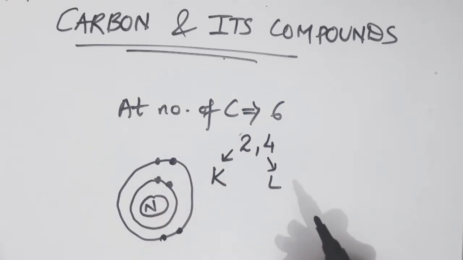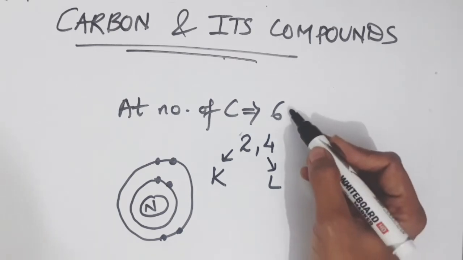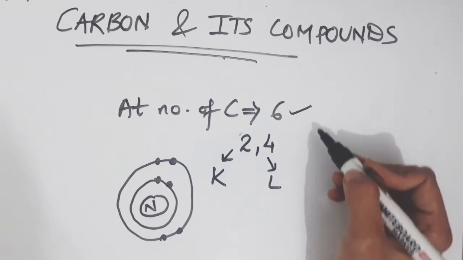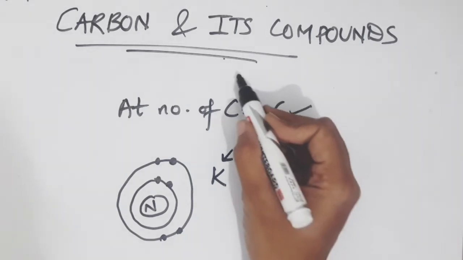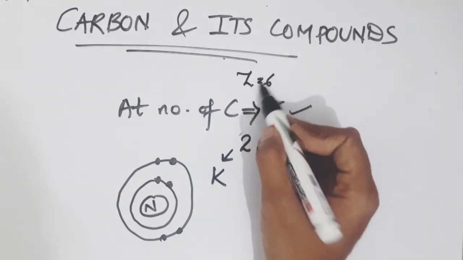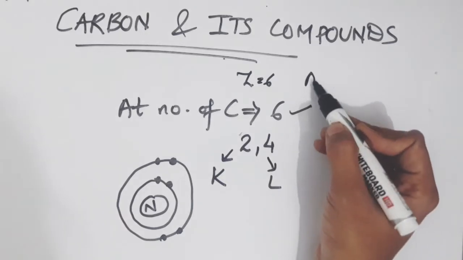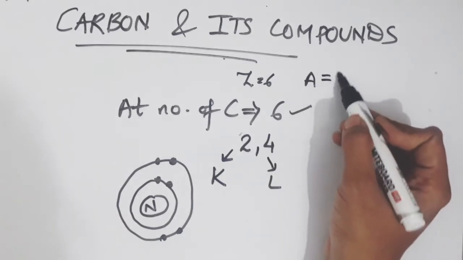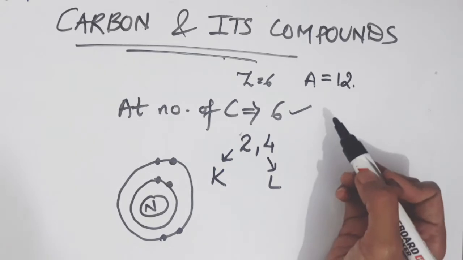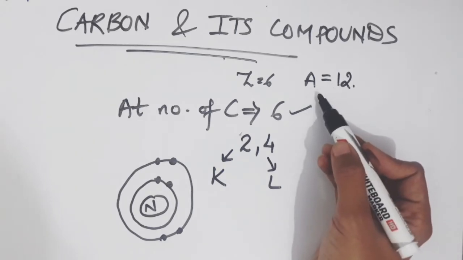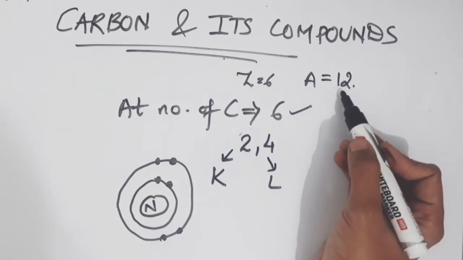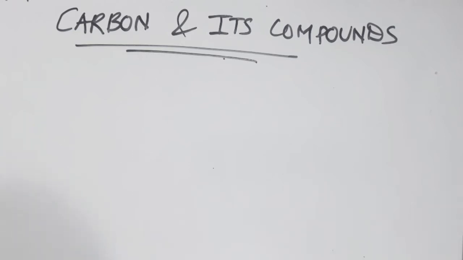This is the basic of organic chemistry, and you should know that carbon has atomic number 6. The atomic number is also represented as Z, so Z is equal to 6, and the mass number is denoted by A, and A is equal to 12. The mass number, that is the sum of neutrons as well as protons present in the nucleus, is equal to 12. Till now we have discussed only the basics of carbon.